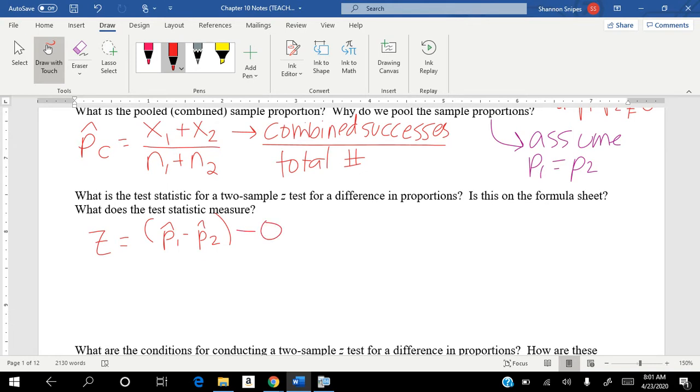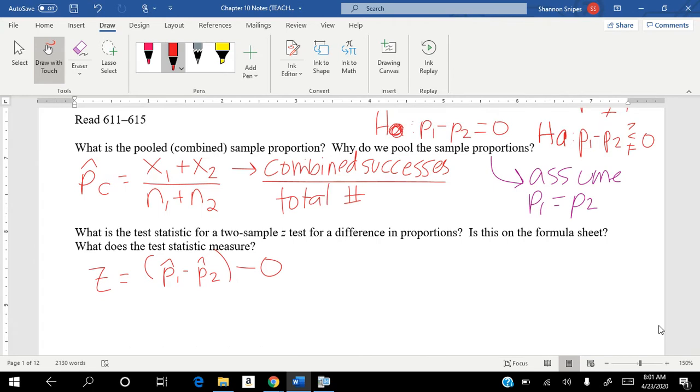Now, where does the 0 come from? Go back up here. This is your parameter right there. So when P1 minus P2 is equal to 0, remember our null hypothesis is always written using our parameters. So that's why we put 0 in for our parameter. So test statistic equals the statistic, so the numbers we get from the sample, subtract, find those differences, minus 0, because that is our parameter value based on our null hypothesis, divided by the standard deviation of the statistic.